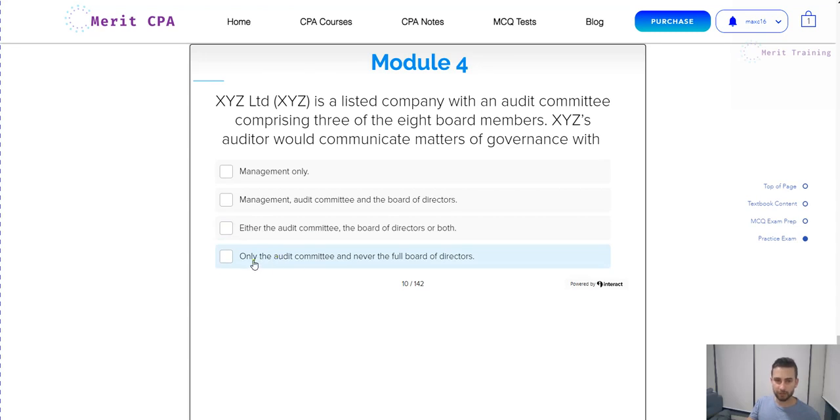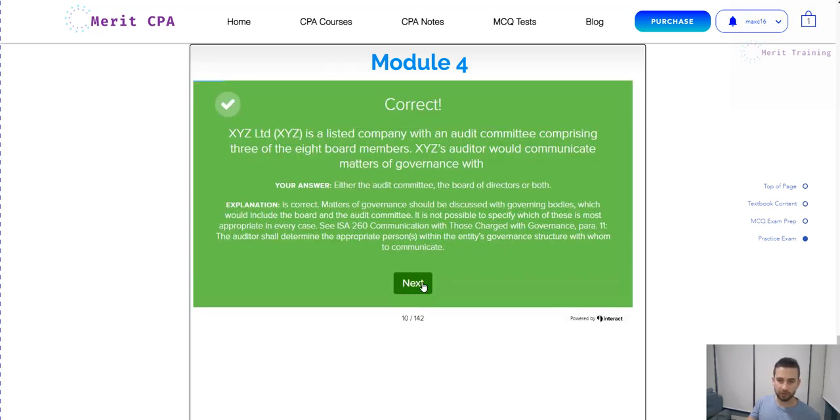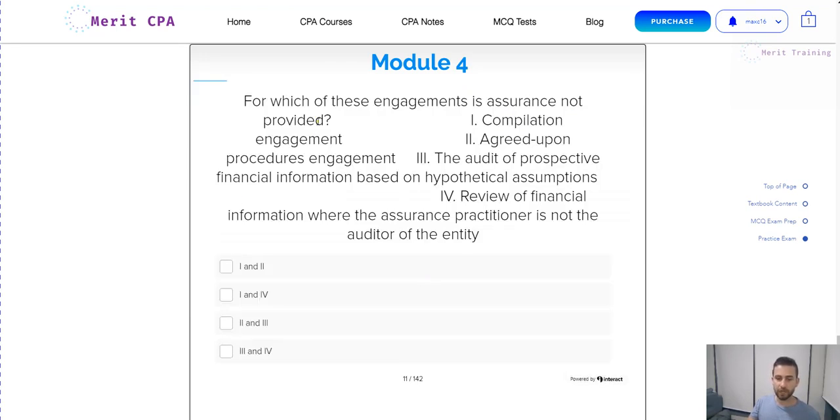And then have a look at D. So only the audit committee and never the full board of directors. I mean, that kind of contradicts what we said in the notes, where sometimes the auditor might want to report directly to the whole board if it's an important issue. The fact that it says never the full board of directors contradicts the notes, so therefore D is also incorrect. So by deduction, C is the correct answer. Perfect. Cool. So next question.